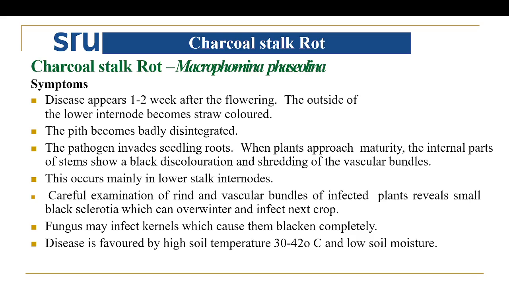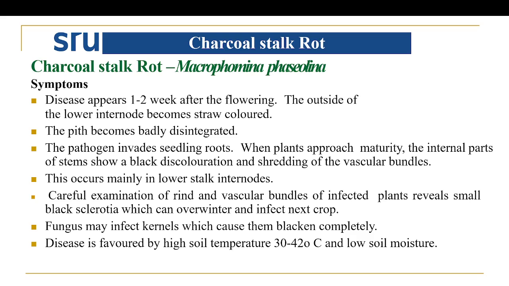Why? Because this pathogen is favored by high temperature and dry periods. So a temperature in the range of 35 degrees Celsius followed by a dry, hot period favors the disease infection. Coming to the major symptoms of charcoal stalk rot, the disease appears 1 to 2 weeks after flowering, which is also known as post-flowering stalk rot.